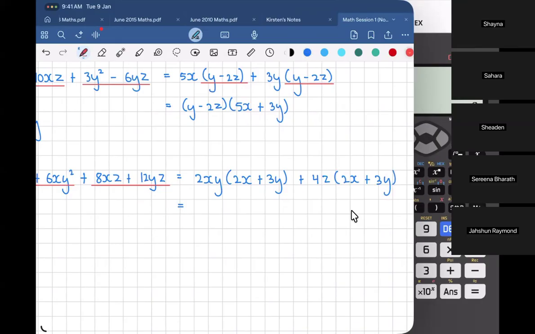And so notice that we have the same thing in either one of the expressions. So we'll factor out the 2x plus 3y. So if I factor out the 2x plus 3y, then I'll write what on the inside?